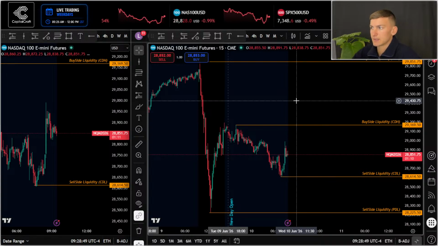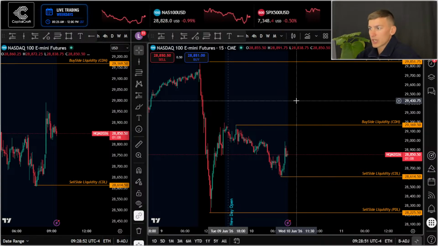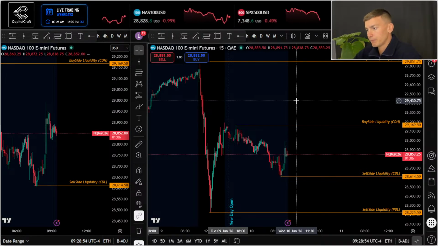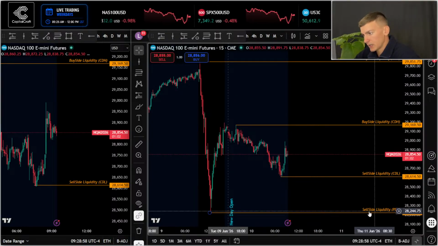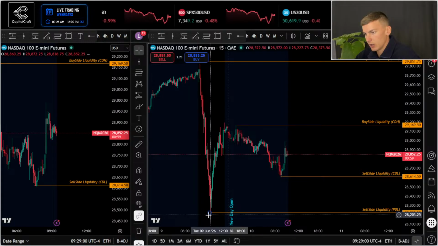The Nasdaq has previous day high, buy side. We also have the buy side level in the form of current day high, as well as sell side, current day low over here, and sell side, which is previous day's low, okay?